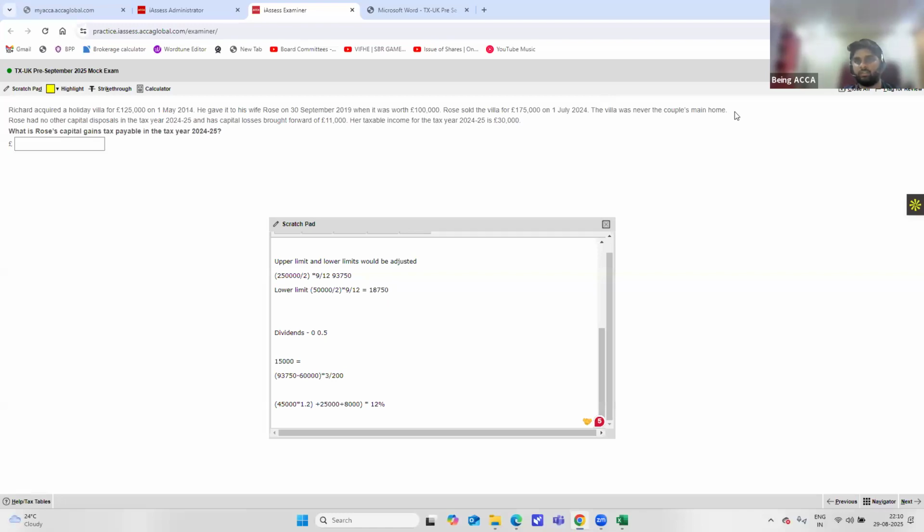Because it was never their main home, what will happen? They will not be eligible for private residential relief. Is this clear? Any doubts so far? If it was their main home, then they could have claimed an exemption or relief. But because it is not their main home, they cannot claim any reliefs on this, and instead it will be a straight up capital gains tax that will be charged on it.